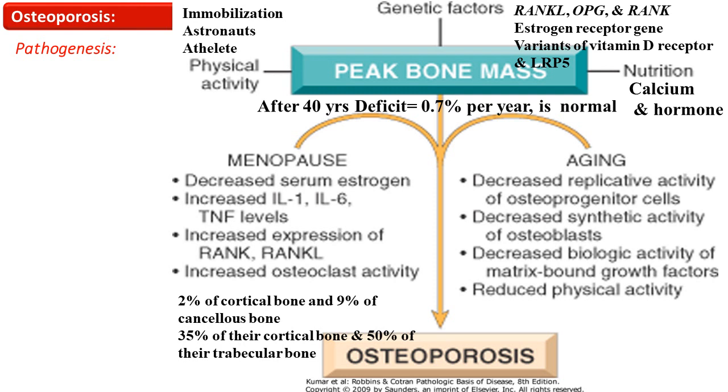There is a complex mechanism of bone homeostasis regulated by RANK ligand, OPG, that is osteoprotegerin, estrogen receptor, vitamin D receptor variant, low density lipoprotein related protein 5, and many other factors. Any mutation in the genes of these can lead to increased osteoclastic activity, hence osteoporosis.